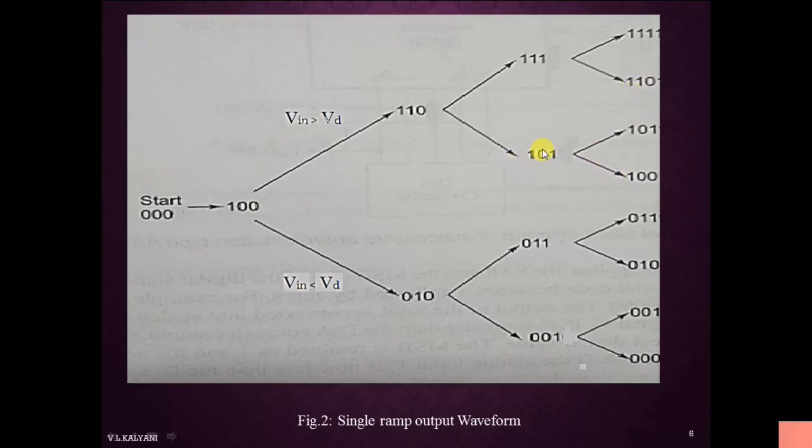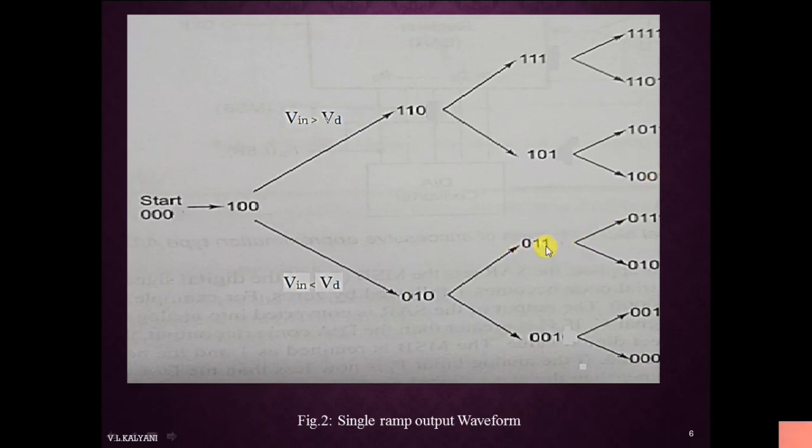Now the next code is 101. Again there are two conditions. When Vin is greater than Vd, the MSB is written as 1 here, and the last bit remains as 1. There is no next bit, so again we apply the same bit, and this is 101. When Vin is less than Vd, it becomes 100. Why does it become 100? Because the last bit is reset here, and there is no next bit, so it becomes 100.